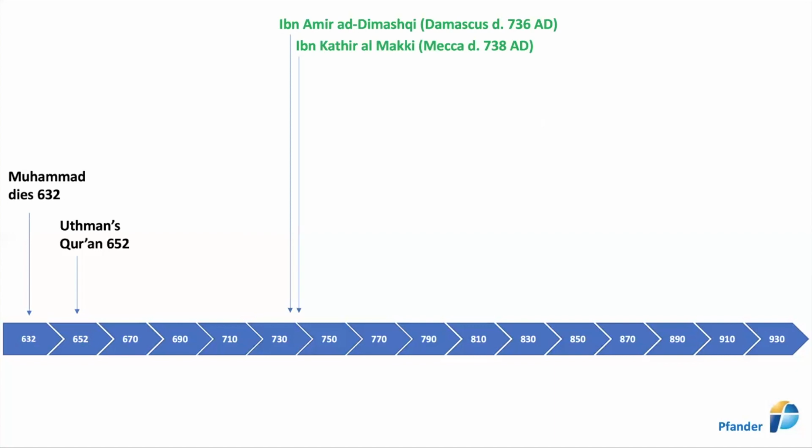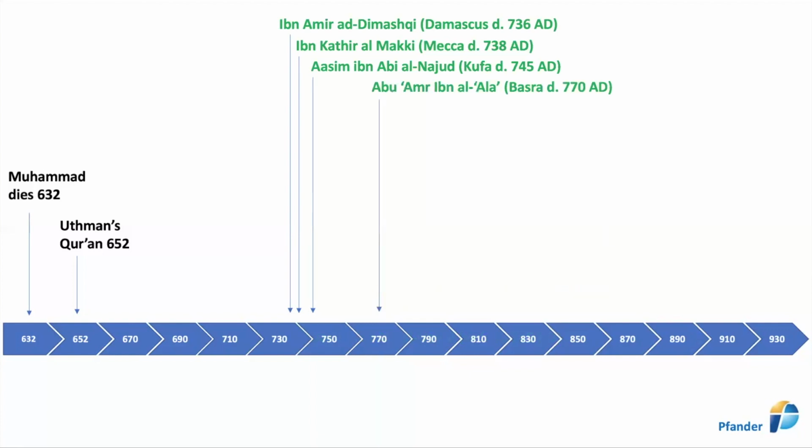736. The second one to write their Qur'an down is Ibn Kathir from Mecca. 738, 2 years later. The third one to write their Qur'an down was from Kufa. His name was Asim ibn Abi al-Najud. Important. Hold on to that name. That's going to come up later on. He died in 745. So now we're getting into the mid-8th century. The fourth one to write their Qur'an down was Abu Amr ibn al-Ala from Basra, 770. Now we're getting towards the end of the 8th century.